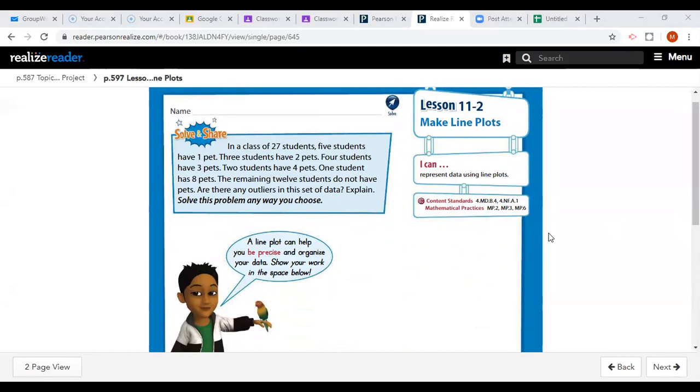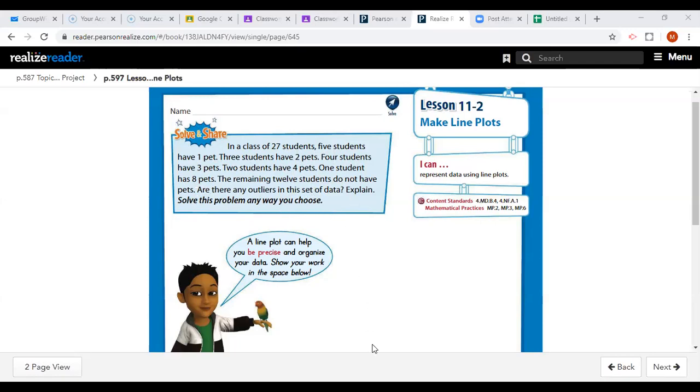So if we take a look here at the solve and share, it says in a class of 27 students, 5 students have 1 pet, 3 students have 2 pets, 4 students have 3 pets, 2 students have 4 pets, 1 student has 8 pets. The remaining 12 students do not have pets. Are there any outliers in this set of data? Explain. Solve this problem any way you choose.